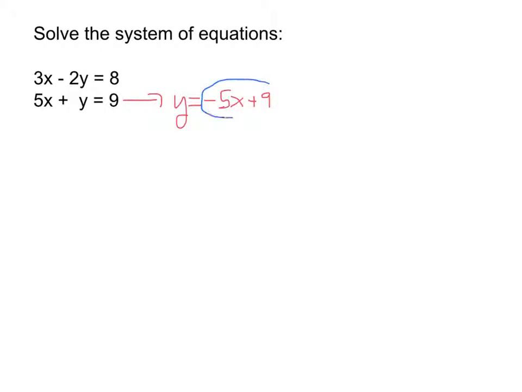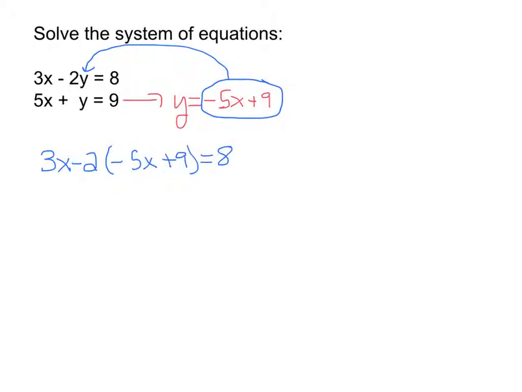Perfect. Now remember what you need to do next. You need to take that, we're going to circle it, and you've got to plug it into the other equation. Never plug it back into the same equation. So we replace the y in the other equation and make sure you use parentheses. So we get 3x minus 2(negative 5x plus 9) is equal to 8. Great. Now let's solve this.